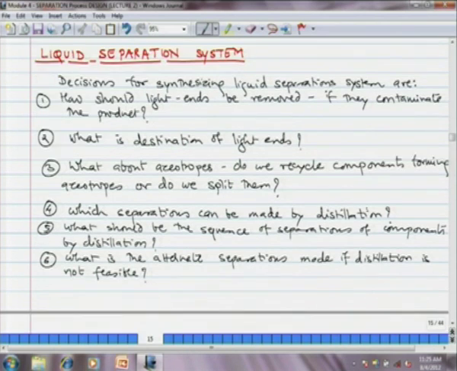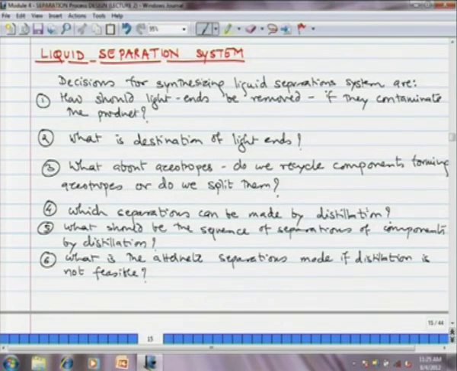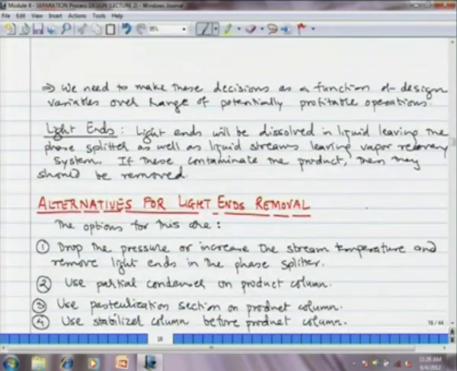These are some of the important questions that you will face while designing the liquid separation system, and you have to make decisions on them. We need to make these decisions as a function of the design variables over the range of potentially profitable operation. Now, let us see the first thing, light ends. Light ends will be dissolved in the liquid leaving the phase splitter, as well as the liquid streams leaving the vapor recovery system. If these contaminate the product, then they should be removed.